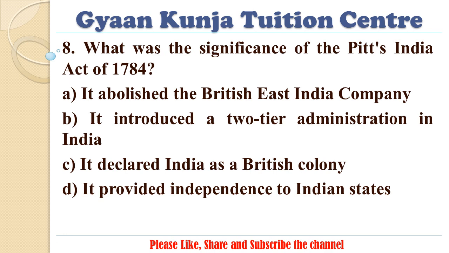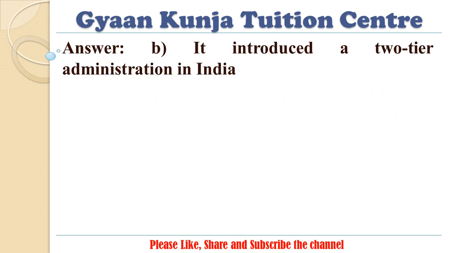Next, 8. What was the significance of the Pitt's India Act of 1784? A. It abolished the British East India Company. B. Introduced two-tier administration in India. C. It declared India as a British colony. D. It provided independence to Indian states. Answer B. It introduced a two-tier administration in India.